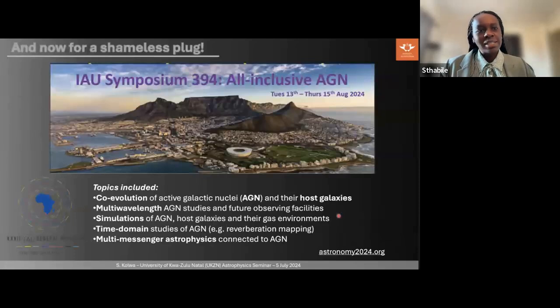And also another exciting event is next month. There'll be the 32nd IAU General Assembly to take place in history, and also the first event of its kind to take place in Africa. And we will be hosting Symposium 394 called All Inclusive AGN. We'll be talking about all matters related to active galactic nuclei. And you're welcome to pop by if you'll be there, or register virtually and attend online.